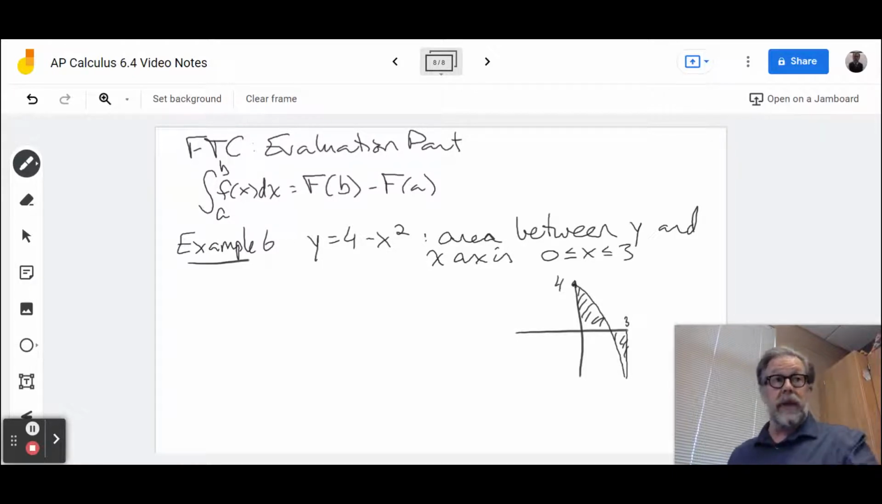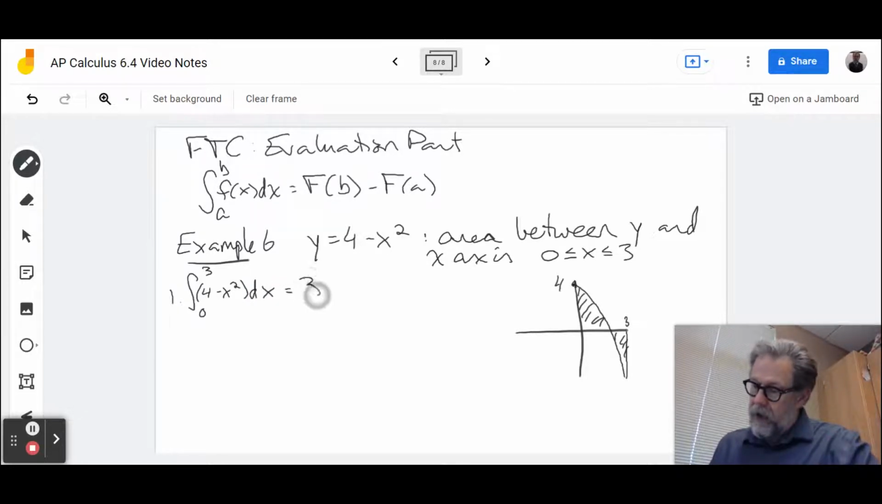So the first thing we could do would be to just do a quick calculation. We'll throw this into our calculator: integral from 0 to 3 of 4 minus x squared dx. And when we do that calculation, we get 3, and we say, great, I'm so happy. I have figured this out. I can move on to the next question.